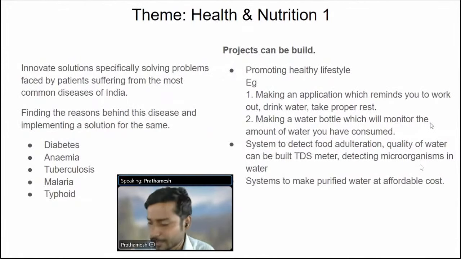We have the theme health and nutrition. Innovative solutions, basically solving a problem faced by patients suffering from the most common diseases in India. Which are the most common diseases in India? There might be more than these five, but I'm mentioning these five diseases: diabetes, anemia, tuberculosis, malaria, typhoid. If you want to work on these diseases, to reduce the chances of people getting them, you need to find the actual problem: why diabetes happens, why anemia happens, why tuberculosis happens, what are the main causes behind these things. Then you have to work on this area.